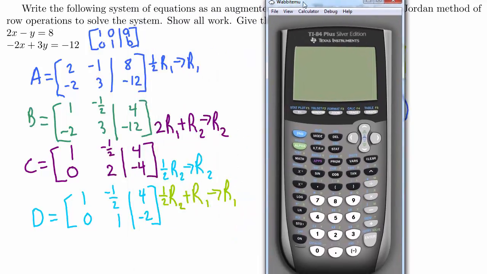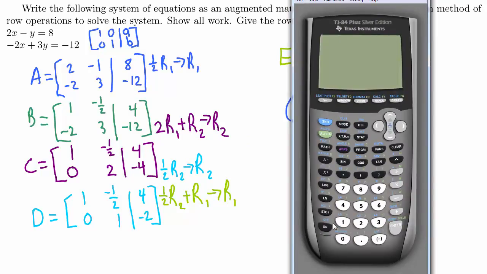Now, to do that, I'm going to take my calculator and turn it on, clear anything I have on here, and then go into matrix. That is second, which is in the x to the minus 1, which says matrix right there. I don't have anything in here right now, so I'm going to go over twice to edit, and I'm going to edit matrix A. And matrix A is a 2 by 3 matrix, so 2 enter, 3 enter.